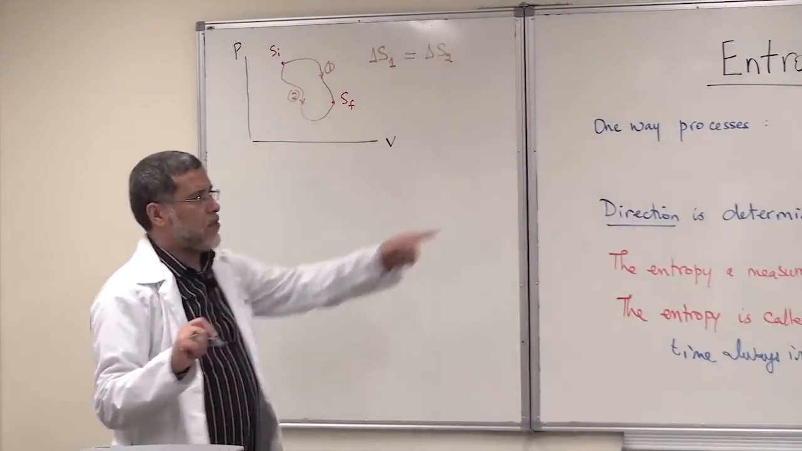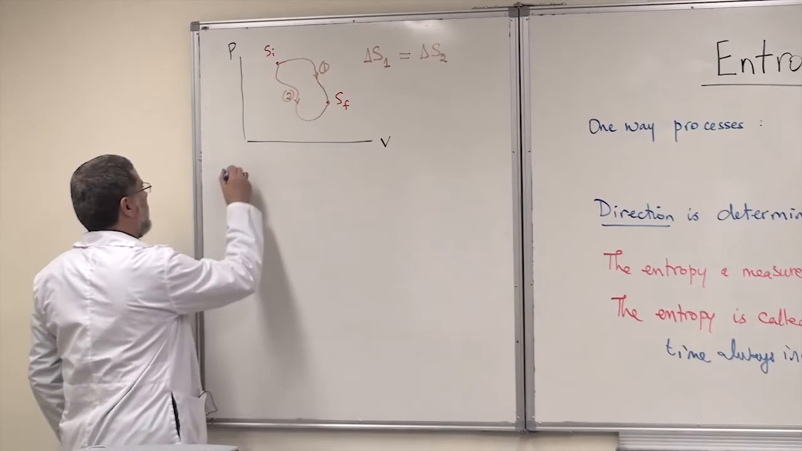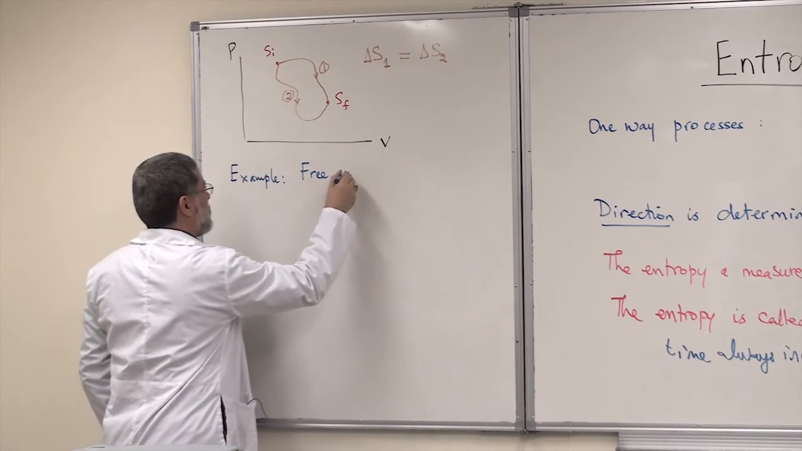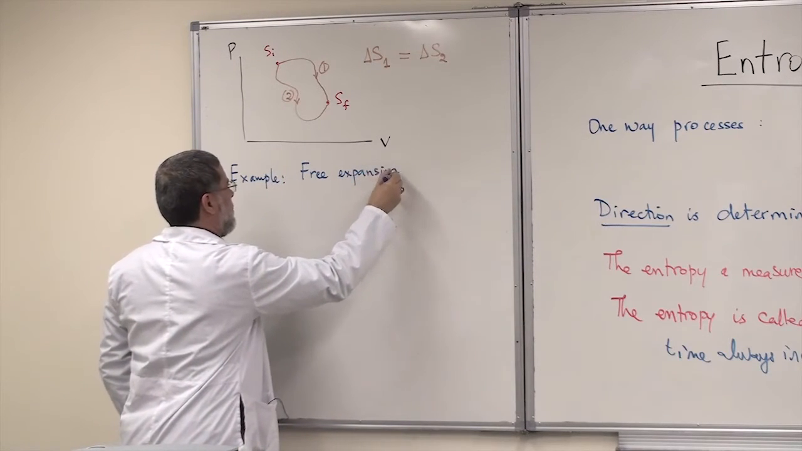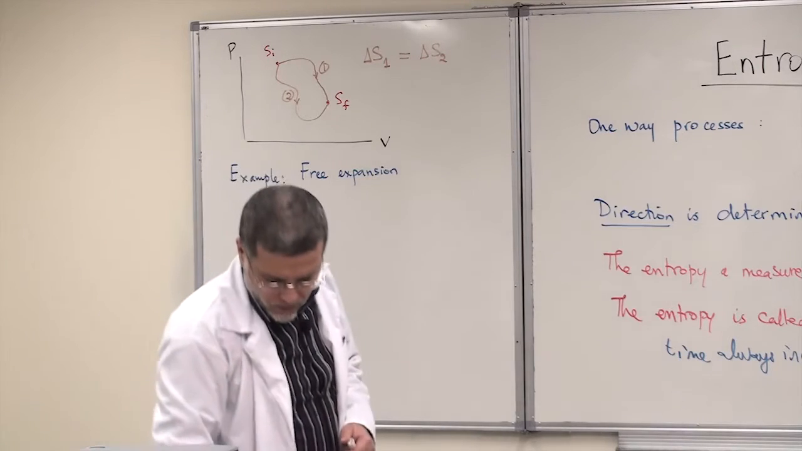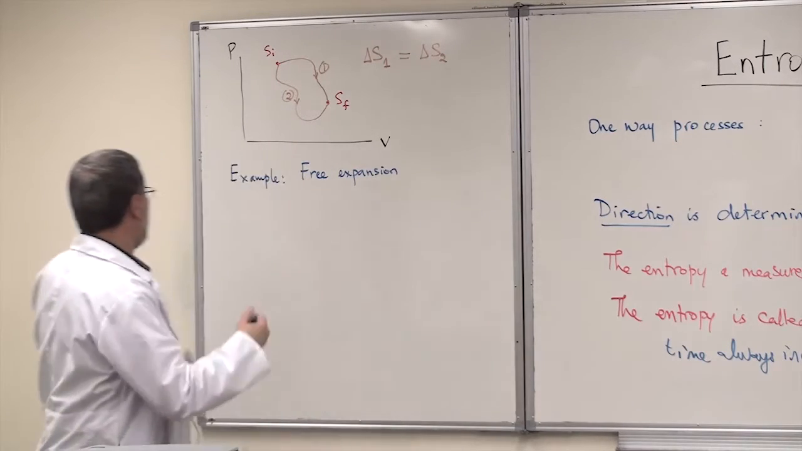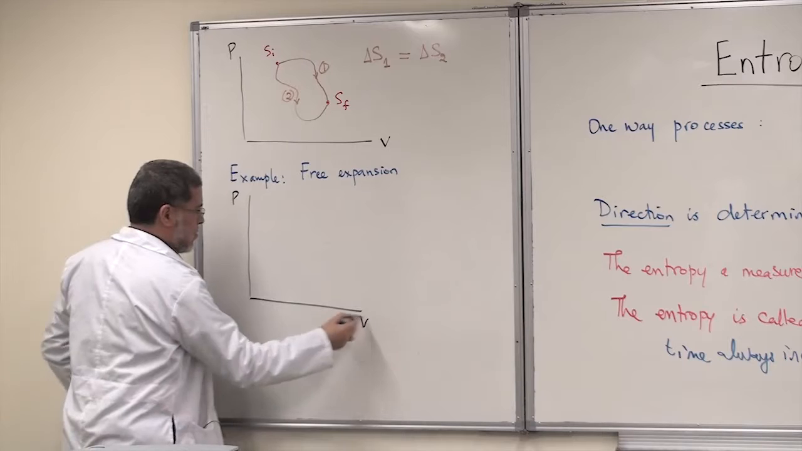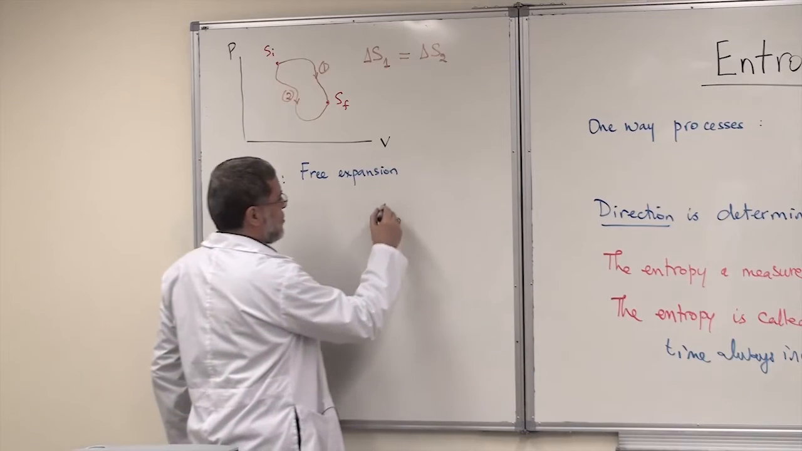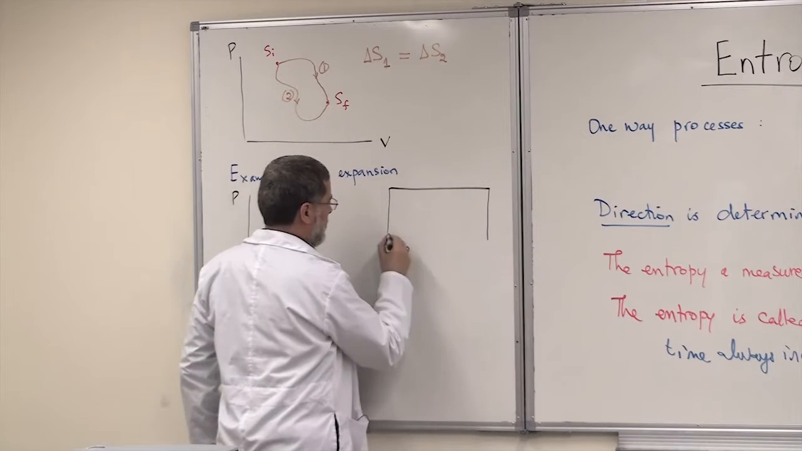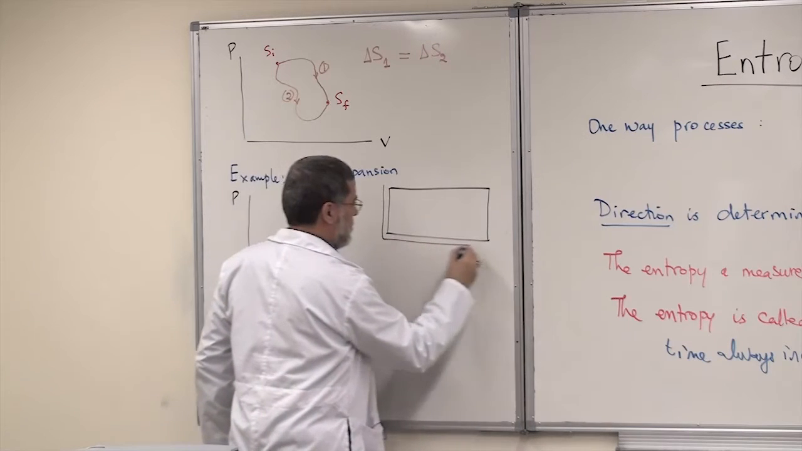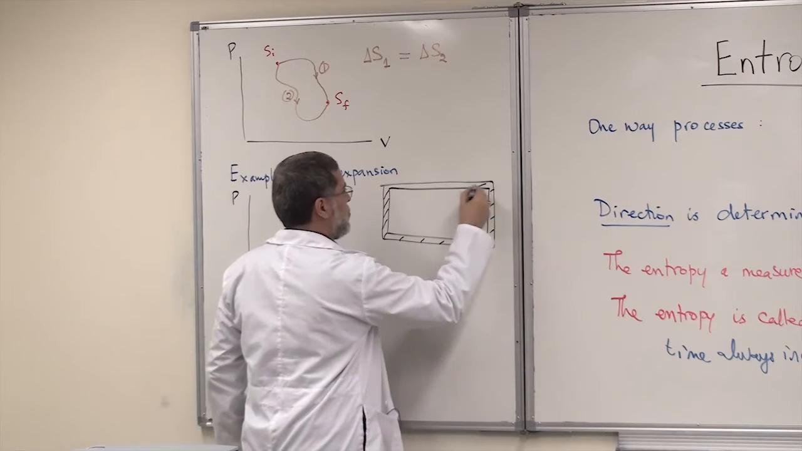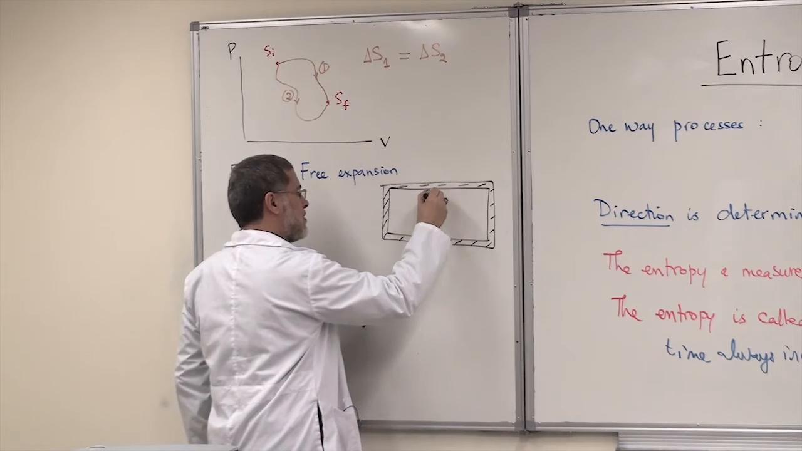Now, let me give you the first example, which is called the free expansion, and see how we can calculate the change in entropy for a free expansion. This is a very important example because it will illustrate so many things. So let's draw a PV diagram here, and imagine that you have a container which is insulated, or isolated, from the outside world. Okay, it's isolated, and there's a partition here.